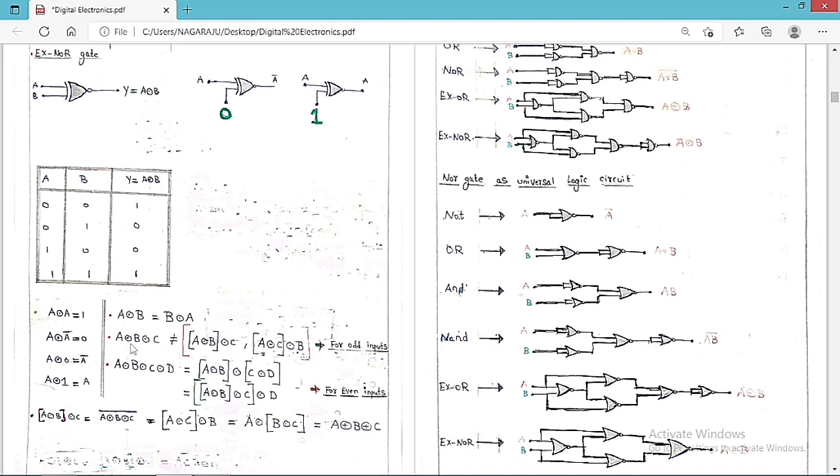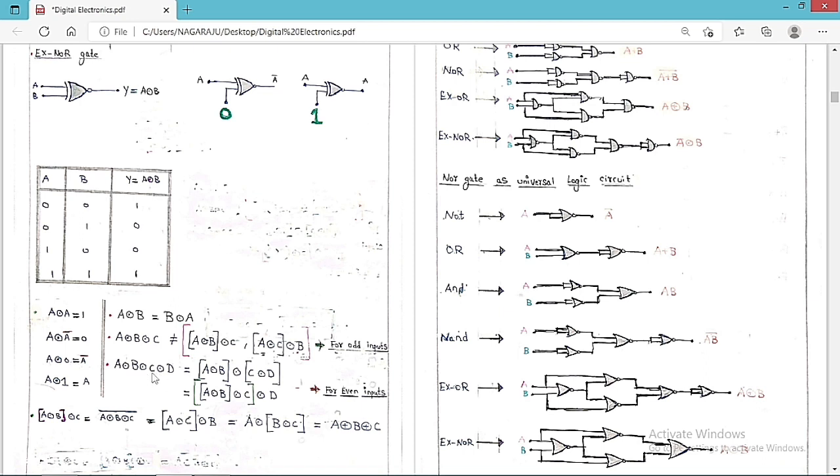Now A XNOR of B XNOR of C is not equal to A XNOR B XNOR C grouped in the other ways, or A XNOR of C XNOR of B. So we can say that this is for odd inputs. Like this it is not possible. Only for even inputs it is possible.